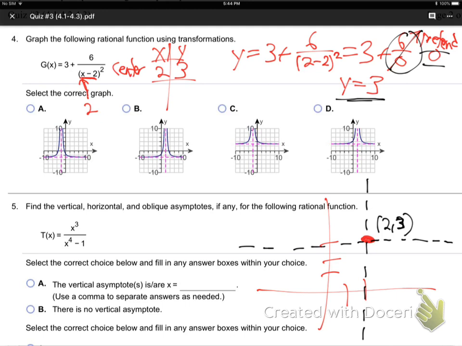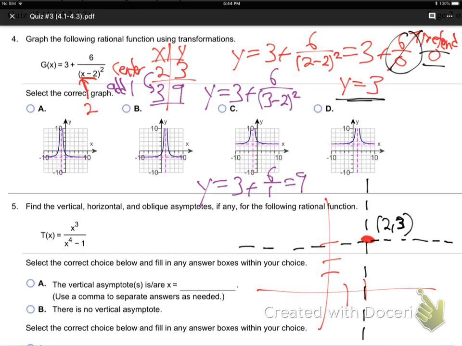What do we do now? We need another point. So you know what we do? We add 1. So add 1. This will be 3. Plug in 3. What are you going to get? 3 plus 6 over 3 minus 2 squared. That is 3 plus 6 over 1. That's 9. Over 3 up 9. So over 3 up 3, 4, 5, 6, 7, 8, 9. Way up here. Boom, there's a dot way up here at 3, 9.